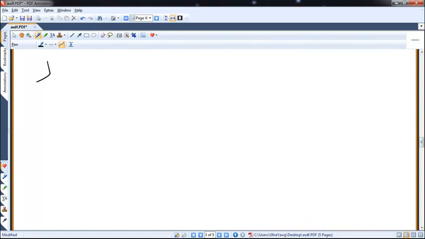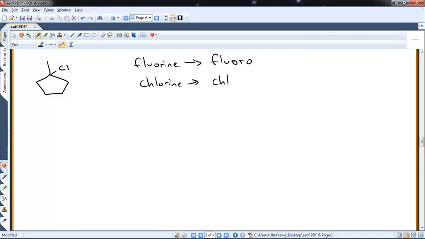To name halogens, we name the same way we name the alkanes, right? We find longest chain, we number so that the substituents are at the lowest positions. We just turn fluorine, F-L-U-O-R-I-N-E, fluorine turns into fluoro, F-L-U-O-R-O. Chlorine turns into chloro. Bromine turns into bromo. And iodine turns into iodo, right? Not iodino, but iodo. Okay, whatever, you can figure it out.